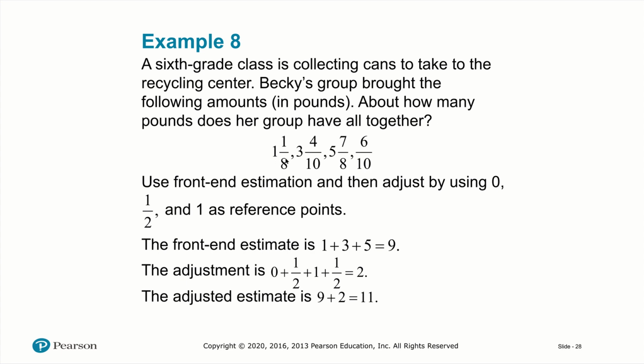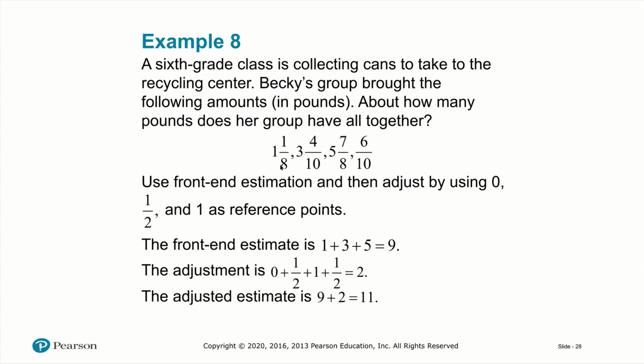So the amounts given were 1 1/8 of a pound, 3 4/10 of a pound, 5 7/8, and 6/10. Okay, so the way that we approach this is we do what's called front-end estimation, and then we adjust by using one of these fractions as a reference. So add the whole numbers 1, 3, and 5. Those are the only whole numbers we have, right? Because there's no whole number there. So we get 1 plus 3 plus 5 is 9.